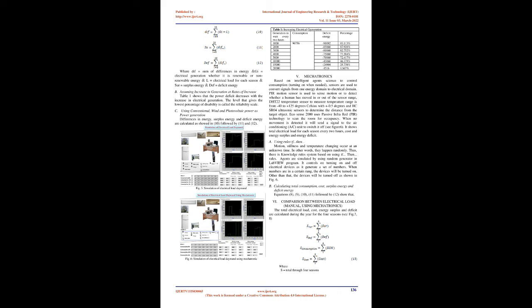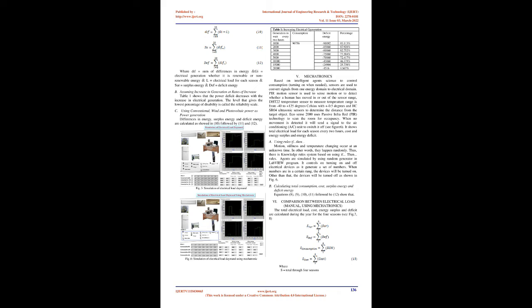If the value of the difference in energy is positive, it means the energy is enough at these times and is called energy surplus. If the value of the difference in energy is negative, it means energy is needed at these times and is called energy deficit. Where diff equals the sum of differences in energy, GI equals electrical generation whether renewable or non-renewable energy, and L equals electrical load for each season, SIR equals surplus energy, and def equals deficit energy.